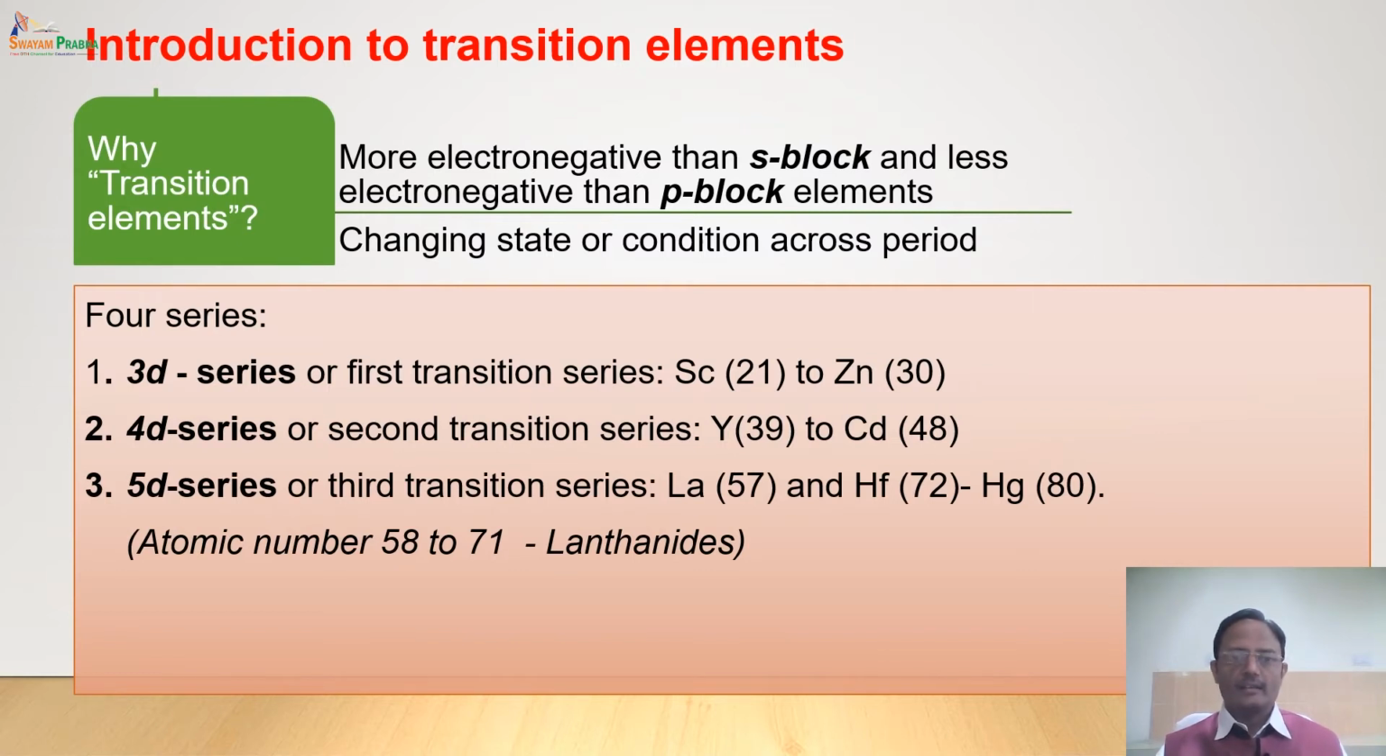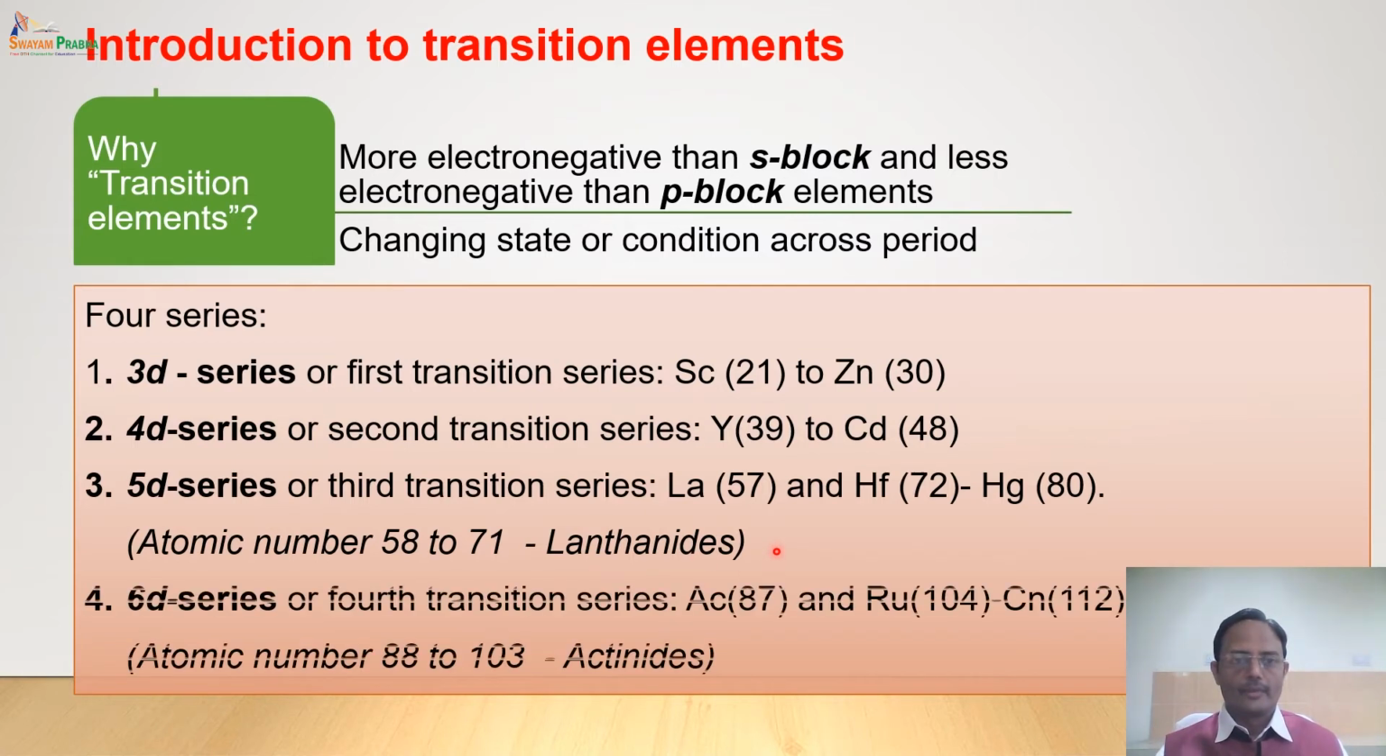You will find that some atomic numbers are missing, from atomic number 58 to 71. These elements belong to a different series called the inner transition element series, which is the first inner transition series, that is lanthanides. The 6d or fourth transition series extends from actinium and then from rutherfordium to copernicium. Again, in between, these 14 atomic numbers are missing, which belong to the actinide series, which are inner transition elements.